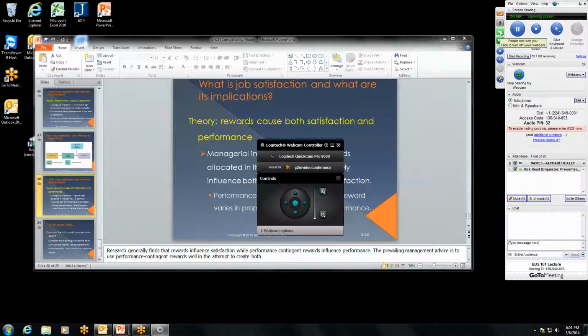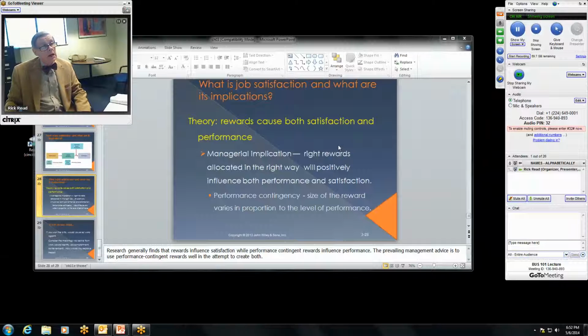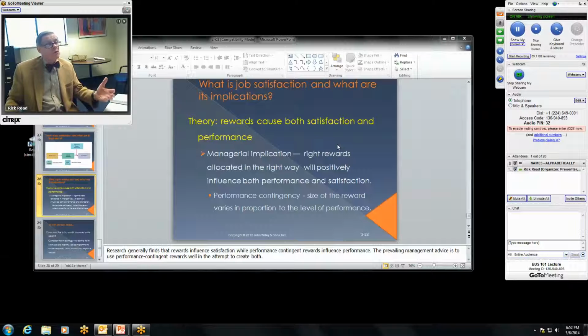This theory, rewards cause both satisfaction and performance. I want to tell you, I don't agree with this theory. I'll tell you that right off the bat. Because how do you measure the right reward to get satisfaction? So here it is, right rewards allocated in the right way will influence both performance and job satisfaction. Performance contingency says the size of the reward varies in proportion to the level of performance.